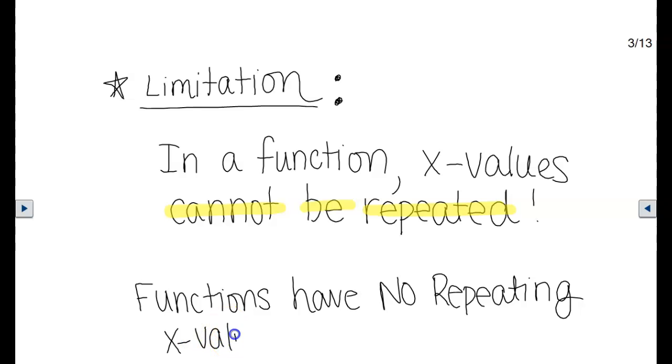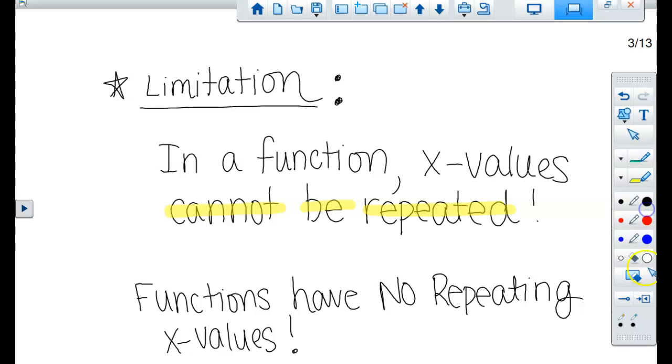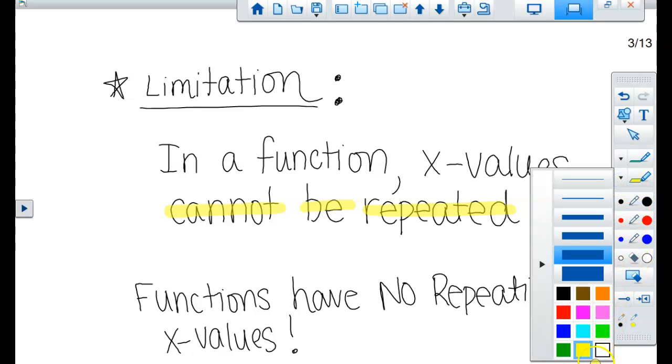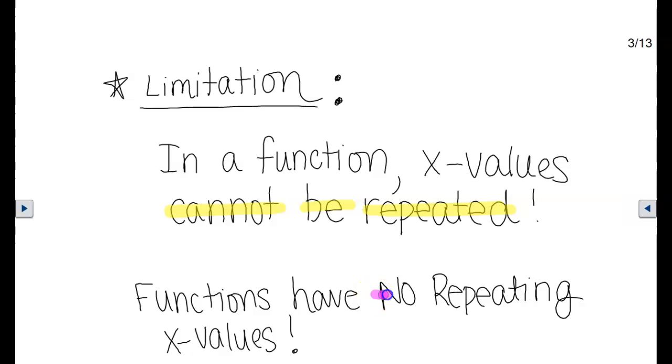So when you hear the word function, I want you to think just that. That's what I want to be in your head. I want you to think no repeating x values. Now I want you to notice what that says. It says in a function x values cannot be repeated.